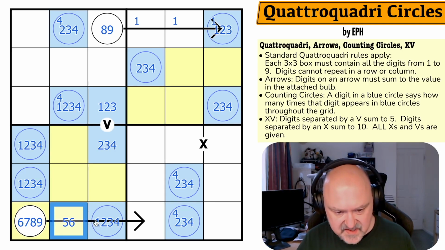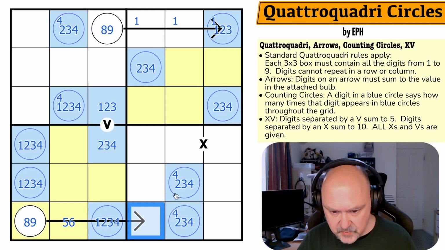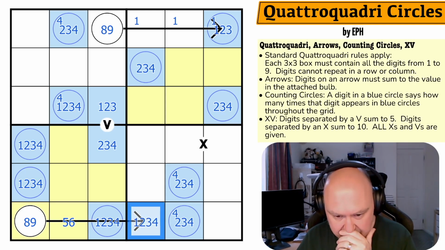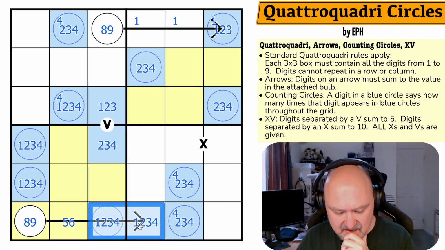This is a 5 or a 6. This can't be 6 or 7. And this is another low digit, which is 1, 2, 3, or 4. Now, these can't sum to 5 for multiple reasons. Because if these sum to 5, this would have to sum to 10.